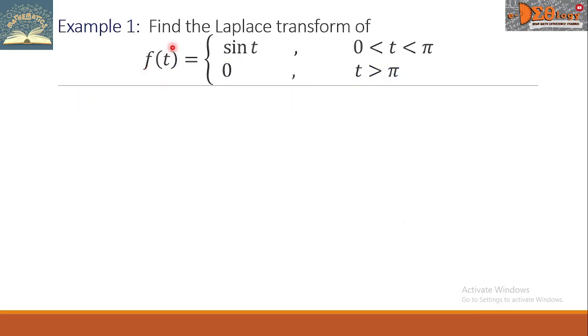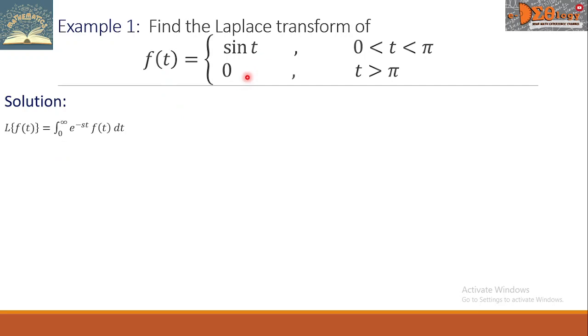Example 1. Find the Laplace transform of f of t equals sin t when t is between 0 and pi, and 0 when t is greater than pi. We write the formula for the Laplace transform with respect to the definite integral, and in our f of t here we have two functions.